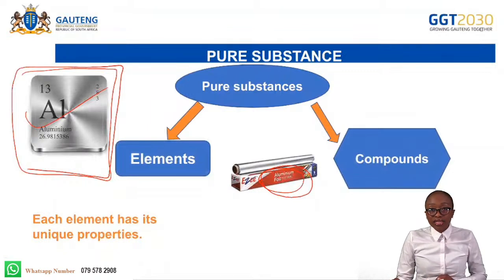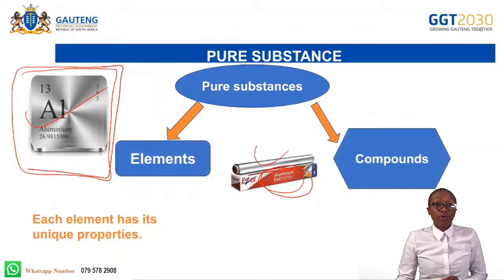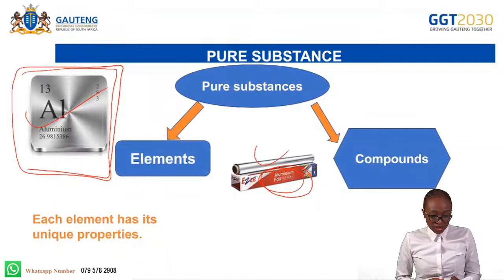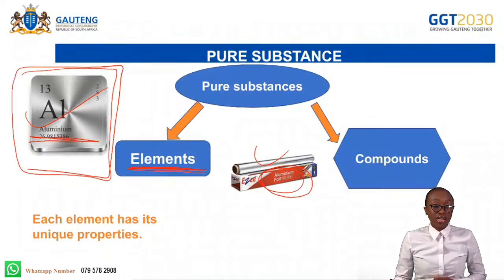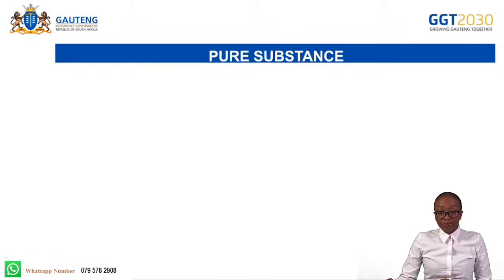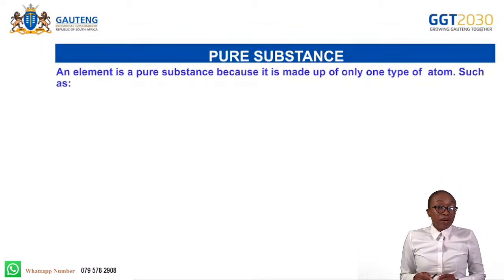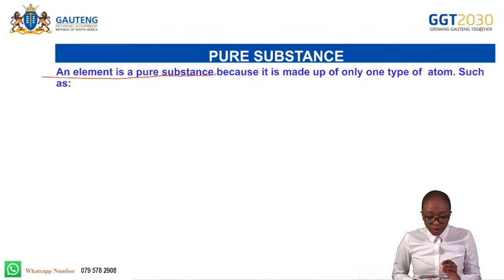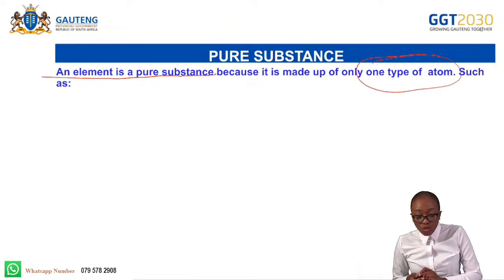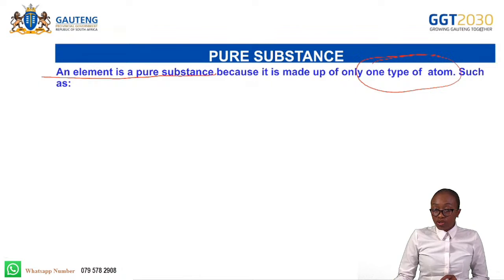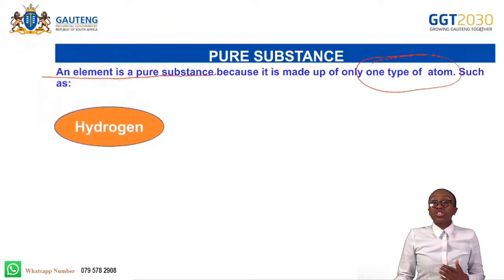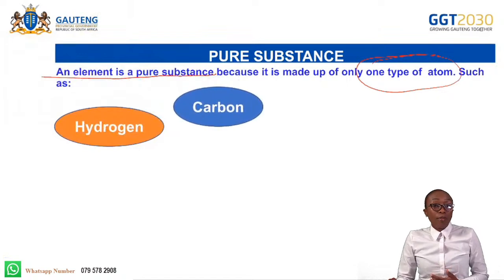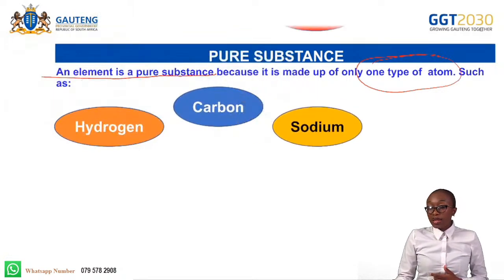So an aluminium sheet is an example of a pure substance. There are no other substances in an aluminium sheet. This particular pure substance is made up of a single element, and that single element is aluminium. Okay, now we have established that an element is a what? It is a pure substance. Why? Because it is made up of only one type of atom. So if we look at other elements such as hydrogen, carbon, sodium, and oxygen.